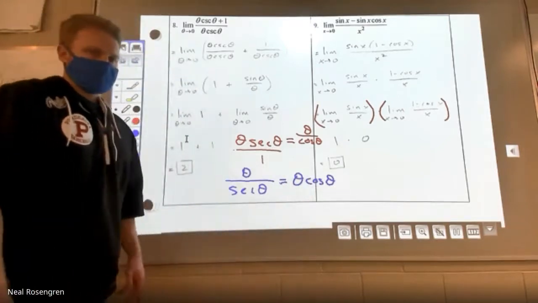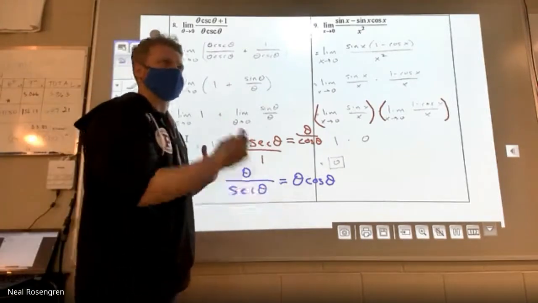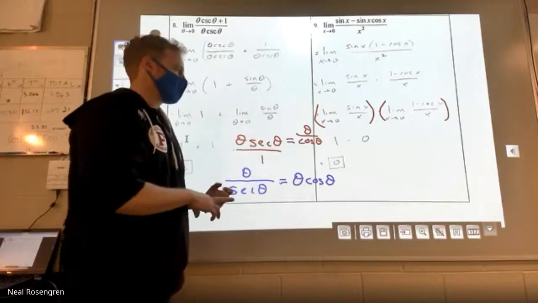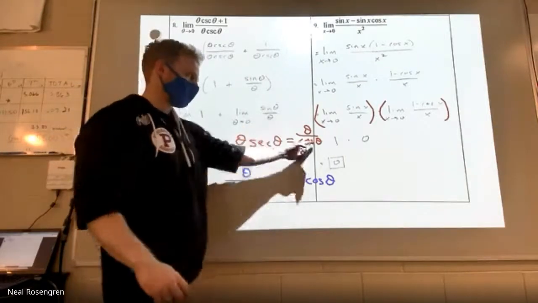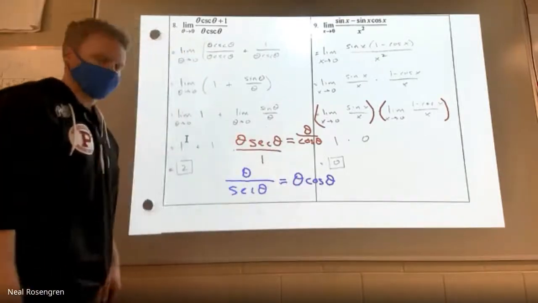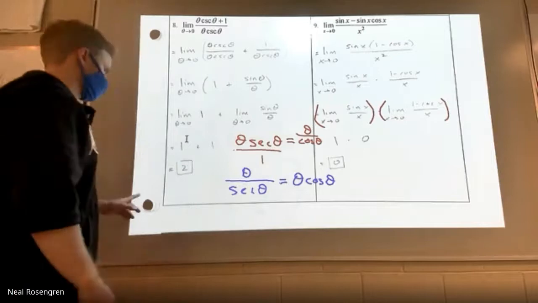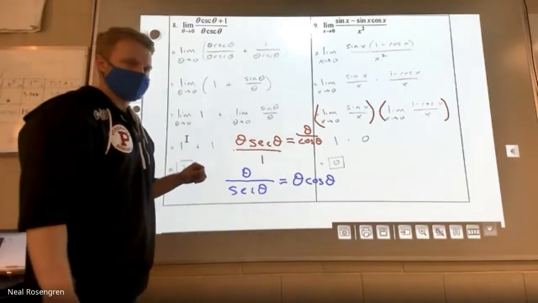By taking the reciprocal trig function instead, it changes its location within the fraction from the top to the bottom or from the bottom to the top. Does that make sense? Yes, thank you. Cool, you're welcome.